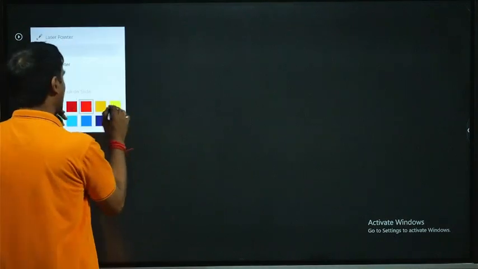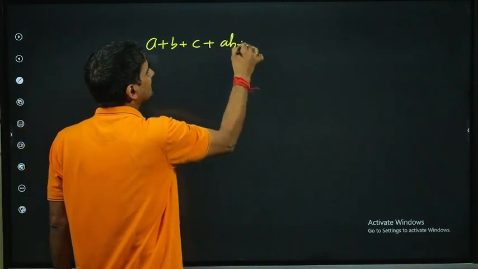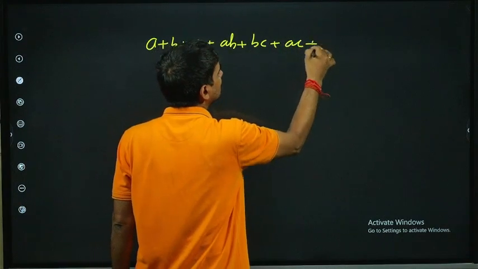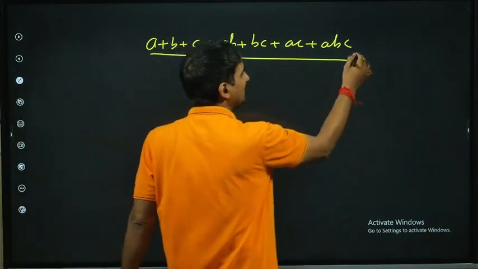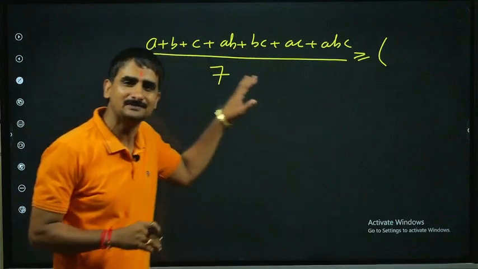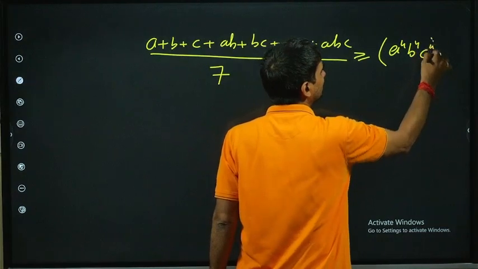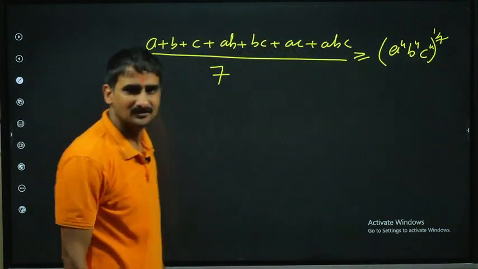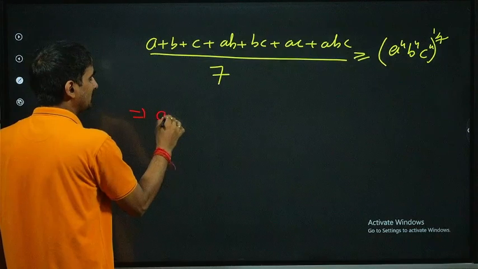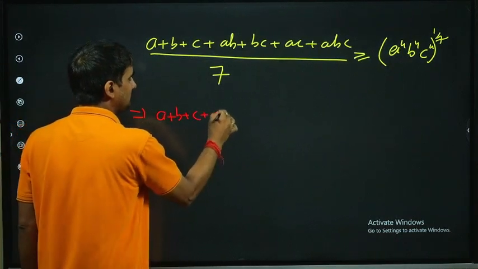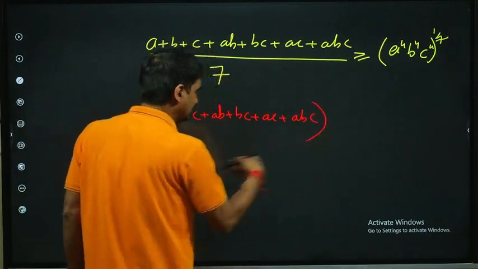If I apply AM-GM, we know that the sum of all the terms A, B, C, AB, BC, AC, ABC upon 7 is greater than or equal to their product. Now you multiply all of them, you have 4A, so A raised to the power 4, B raised to the power 4, C raised to the power 4, whole raised to the power 1 by 7, and we are done. Take 7 that side and raise to the power 7 here. So that was a small trick here. That's why I selected this question, बच्चों.